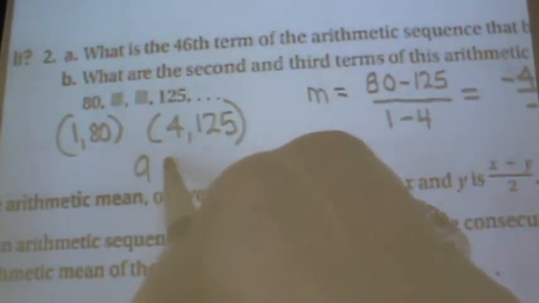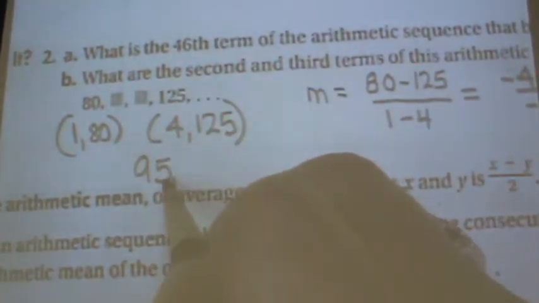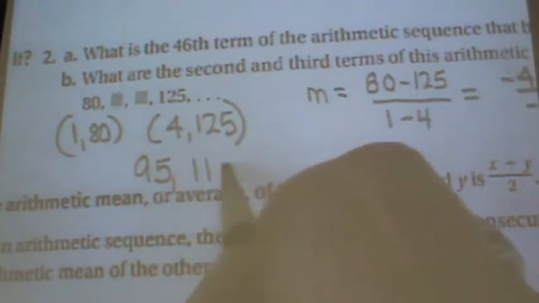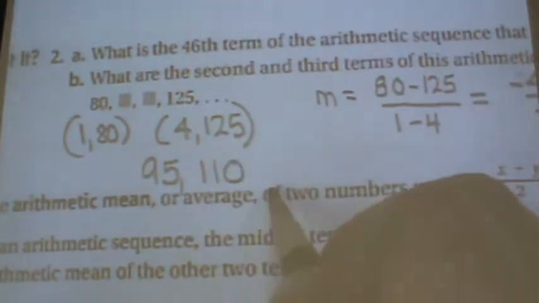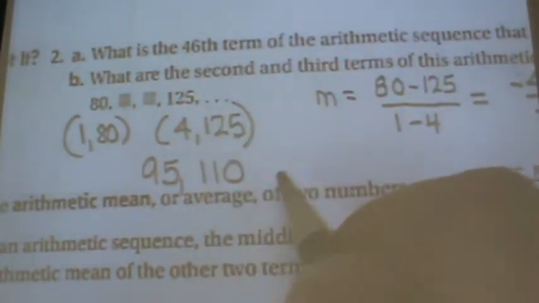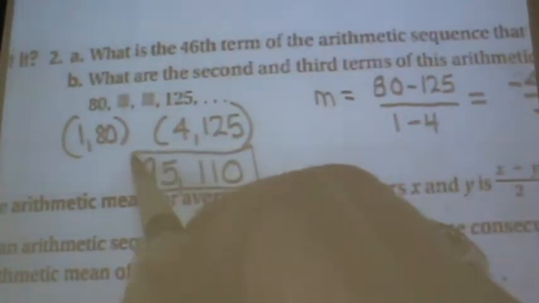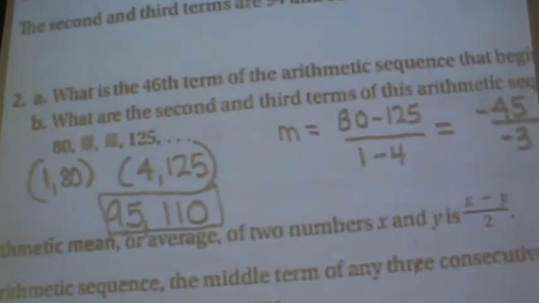What's 80 plus 15? 95. What's 95 plus 15? 110. And let's double check. What's 110 plus 15? 125. So these are the two middle, the second and third term.